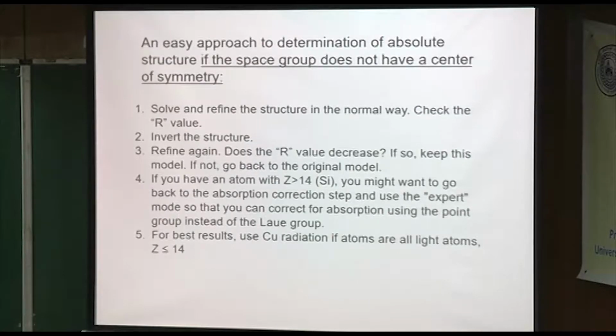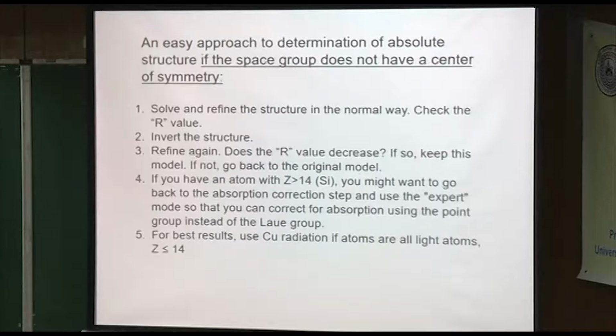Okay, so how do you deal with this? You could get a pretty good idea of whether you have the right-handedness or not by just solving the structure and then inverting the structure, which you should be able to do pretty easily, and then refine again. And the R value will either go up or go down or stay the same. So if it goes down, then you stay with the inverted structure, and that's the correct one.